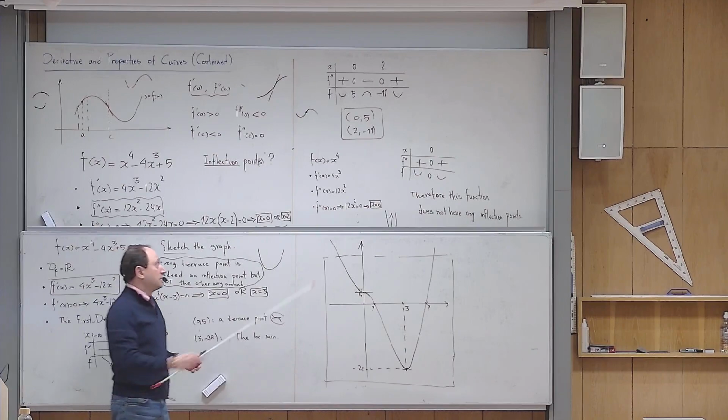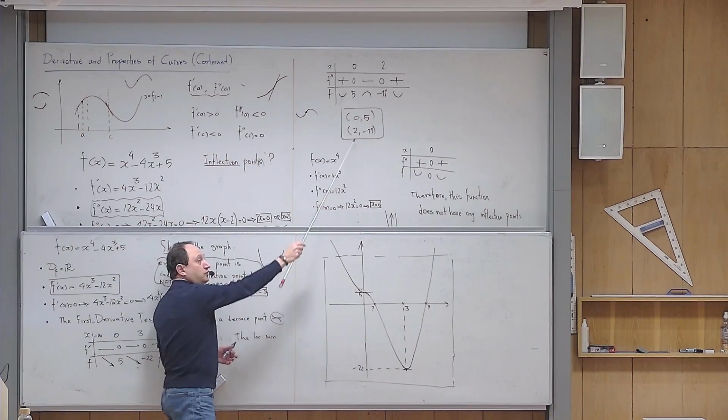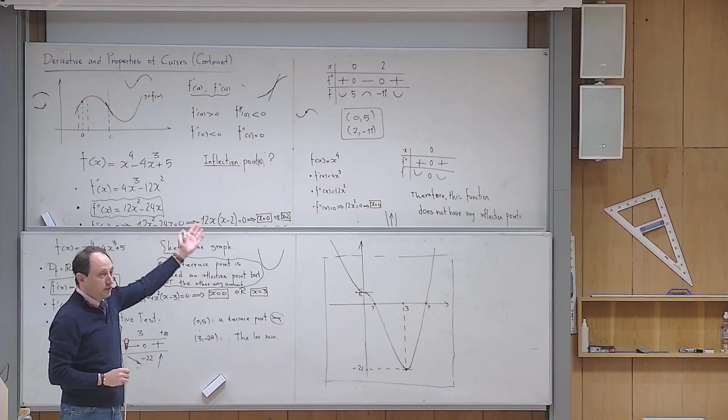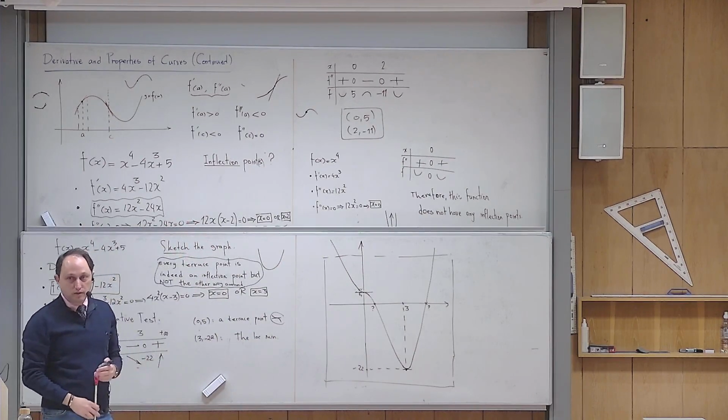Now my question is, do you think this might be the case for this one as well, that (2, -11), which is already an inflection point, is also a terrace point? Do you think this is possible? I think no, because then we would have gotten it.